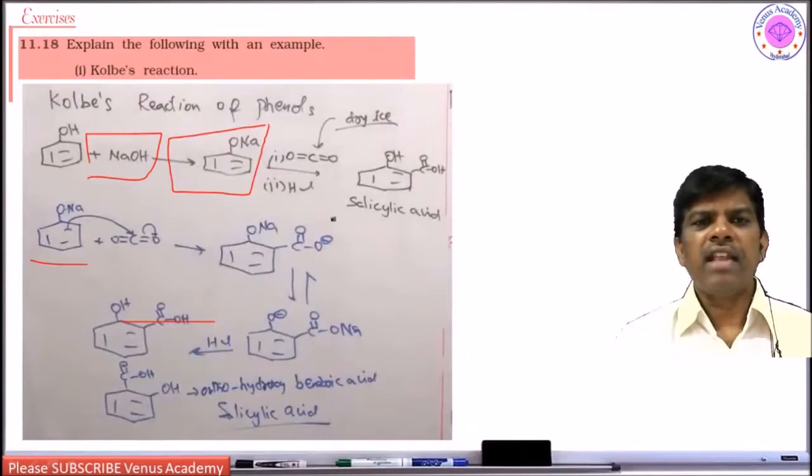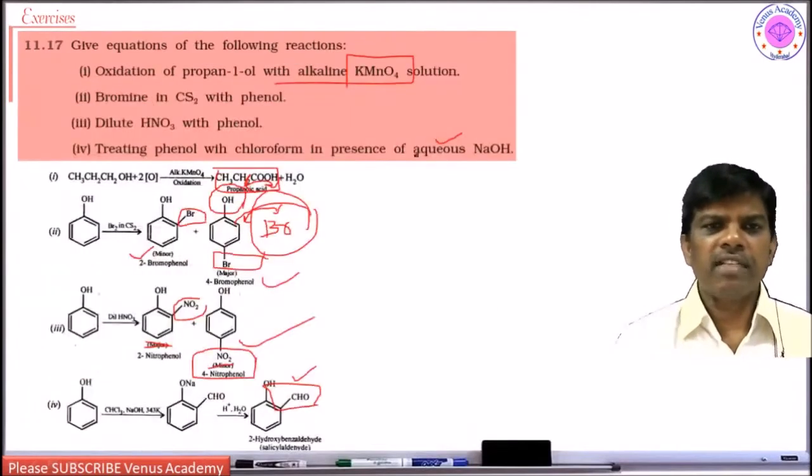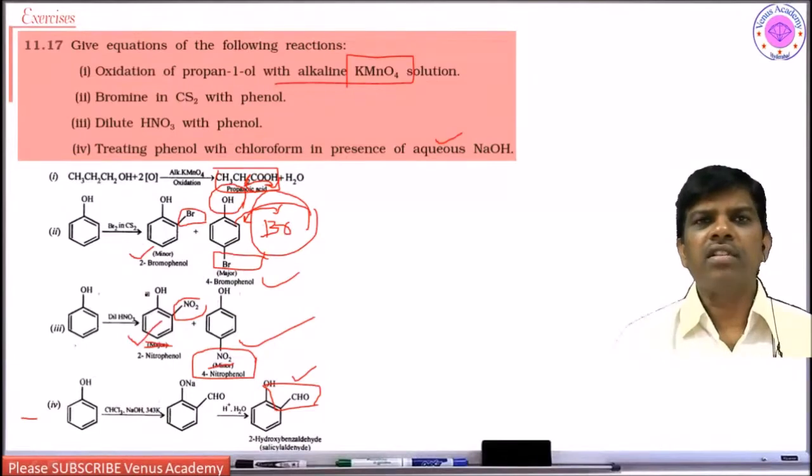Why? It is salicylic acid. It is going to have ortho hydrogen bonding. So that is why it is going to form as the major product. Dear students, yes, in the previous example also it is going to form ortho as the major product because of hydrogen bonding between the nitro and hydroxy group.